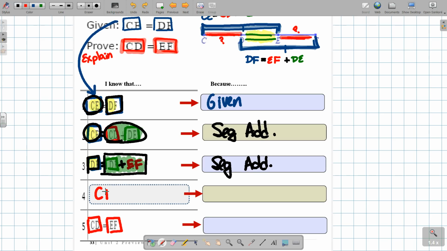I know that CD, I'm swapping out CE and I'm replacing it with this, plus DE, has to equal DF, connects right there, DE plus EF. What did I do there? I substituted. I swapped this out and put this in. I swapped that out and put this in. That's called substitution.